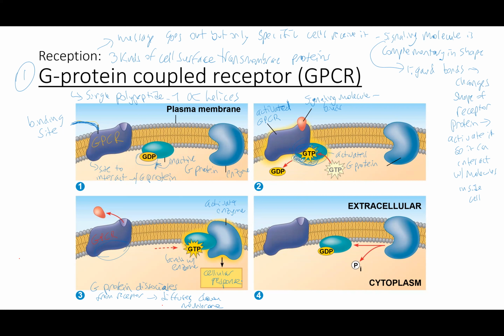At this point, the signaling molecule can dissociate. We're just going to say releases. The signal molecule is released because this binding is reversible. It's not a permanent binding. Once that is released, it can go back and do this again. So it's reusable.